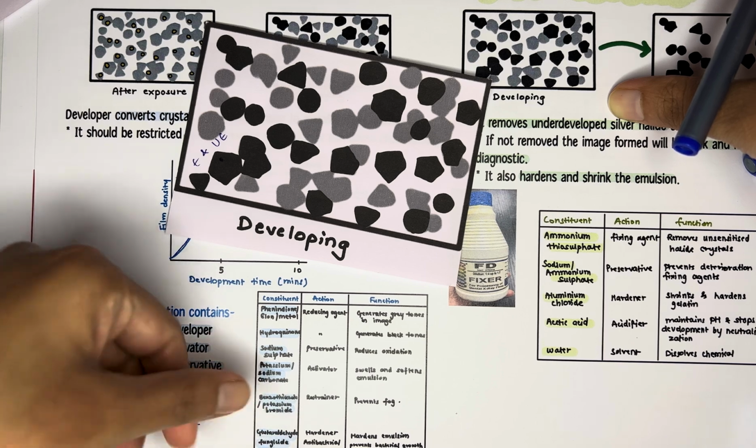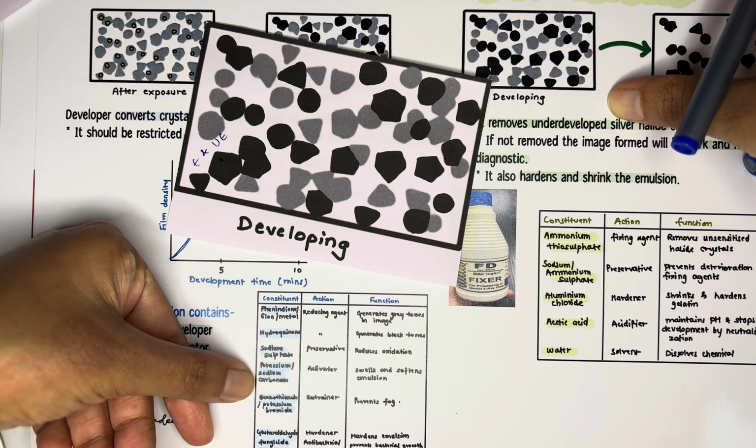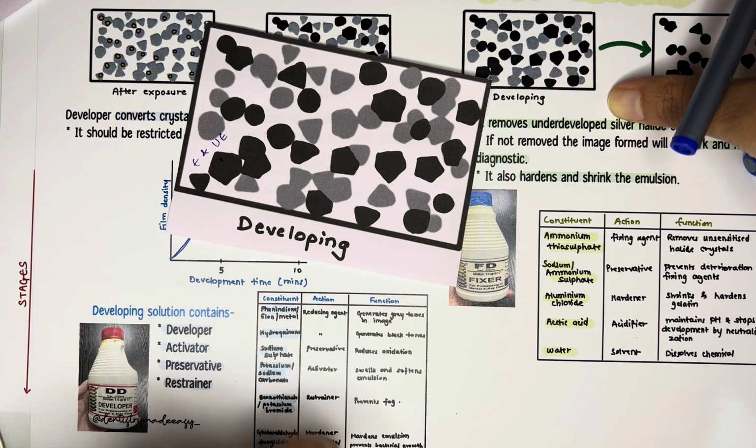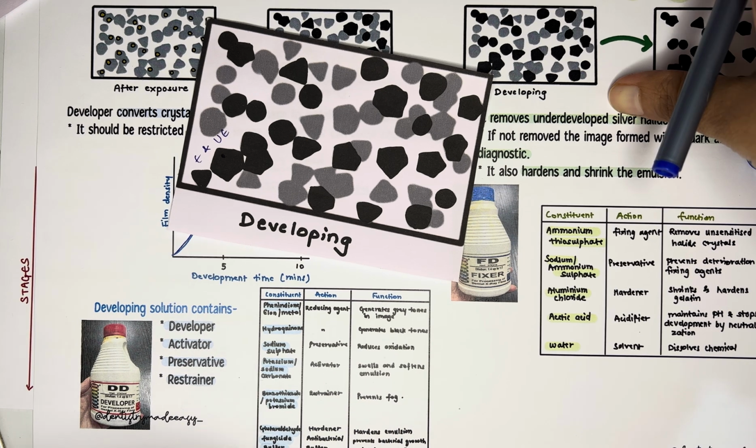The next one is the potassium or sodium carbonate. Now what is this potassium or sodium carbonate? So this is an activator. What it is going to do is soften the emulsion layer. Now the next component is a restrainer. So benzothiols or potassium bromide, it is a restrainer which will prevent the fogging of the film.